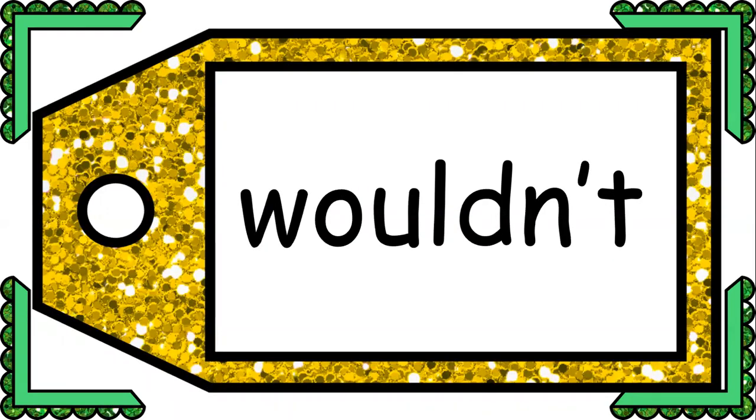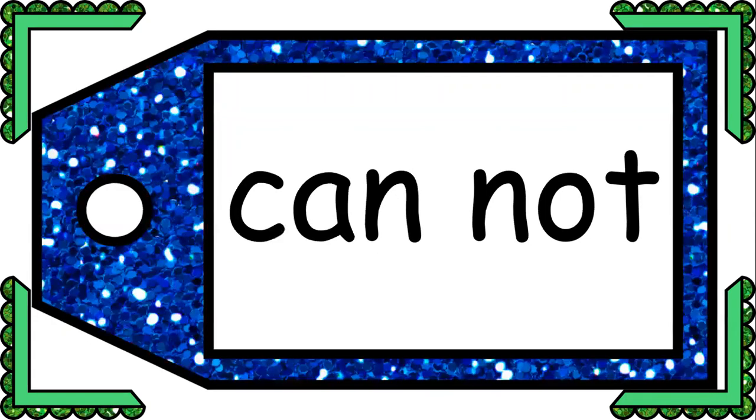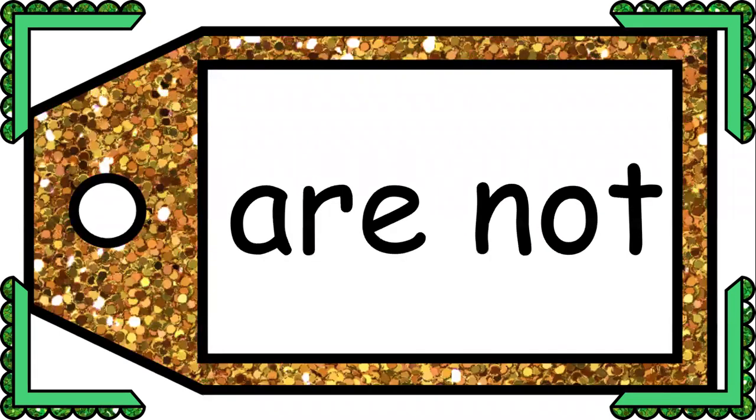Wouldn't. What two words make up wouldn't? Would not. Now, this one's a tricky one. Will not. The contraction's not willn't. What's the contraction for will not? Won't. W-O-N apostrophe T. Cannot. What's your contraction? Can't. Is not. What's your contraction here? It's isn't. Are not. What's your contraction? Aren't.